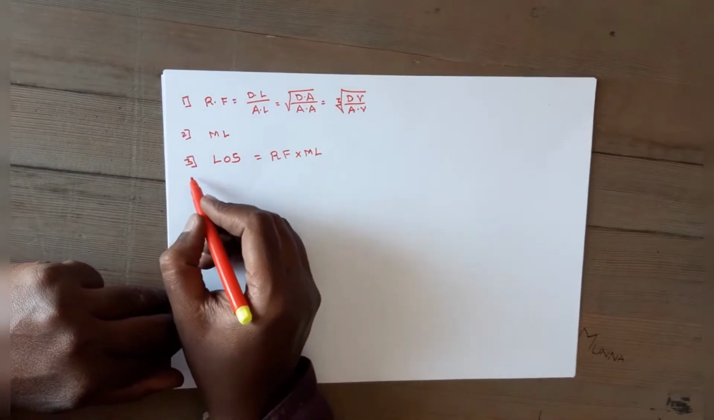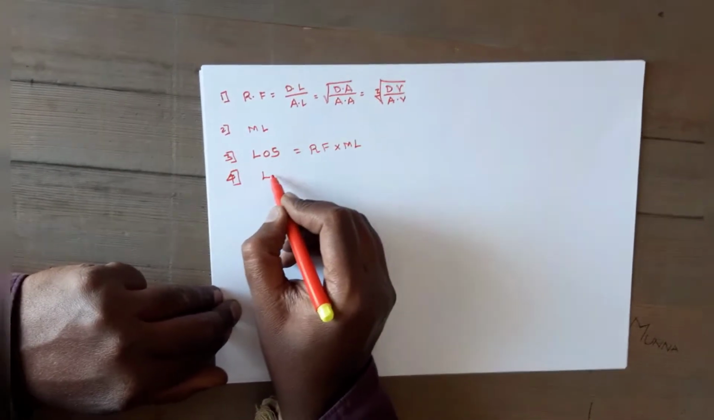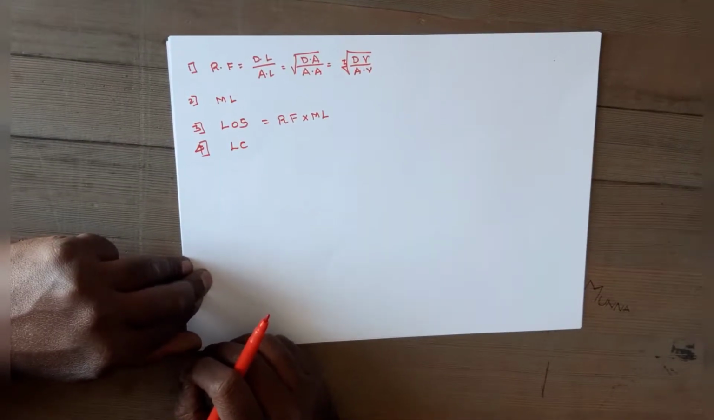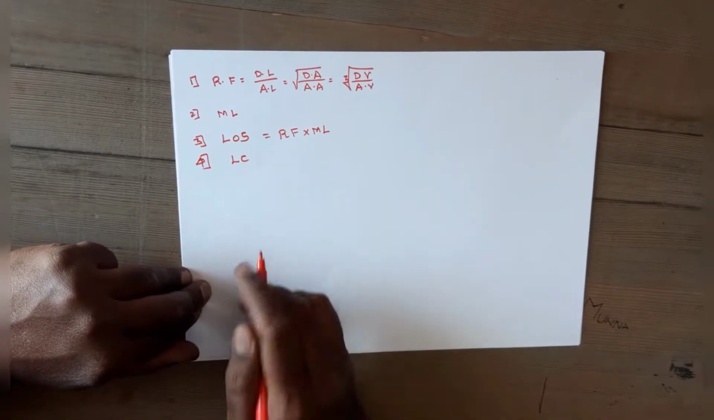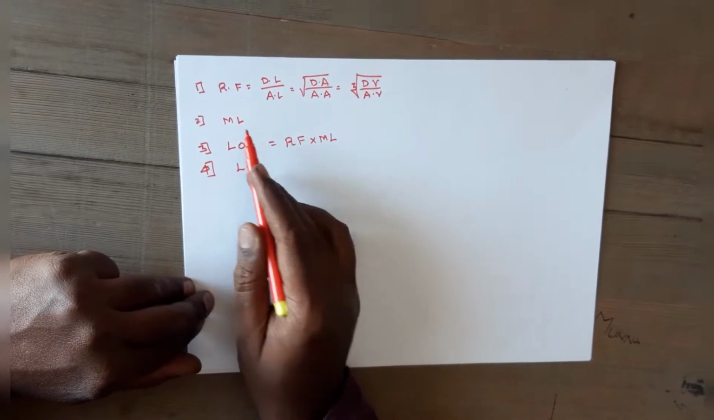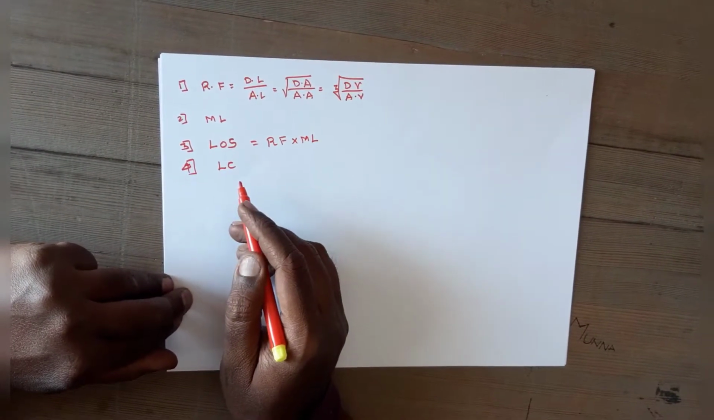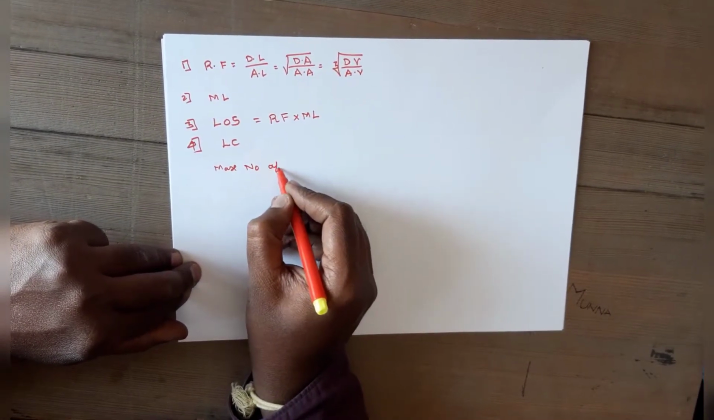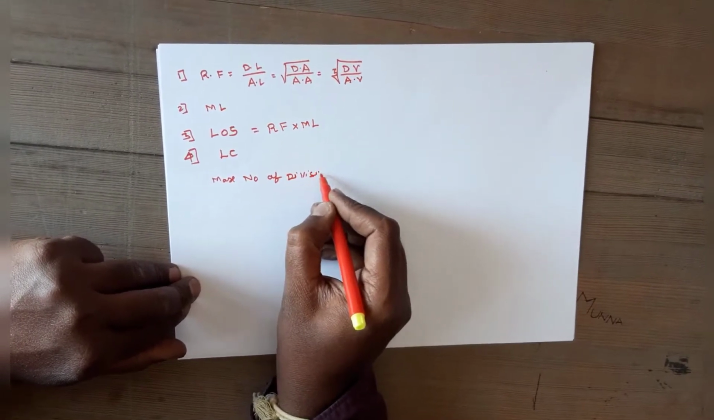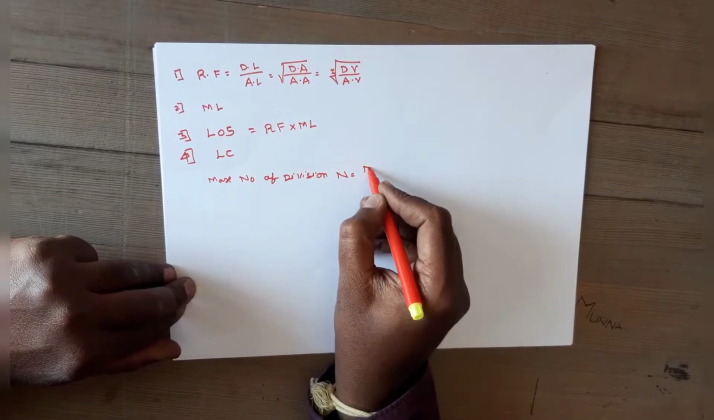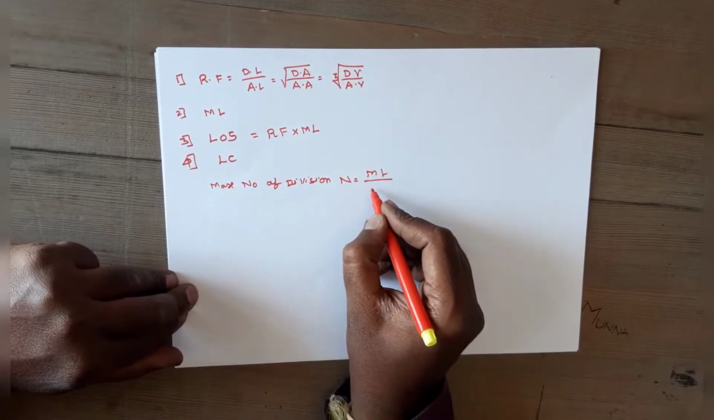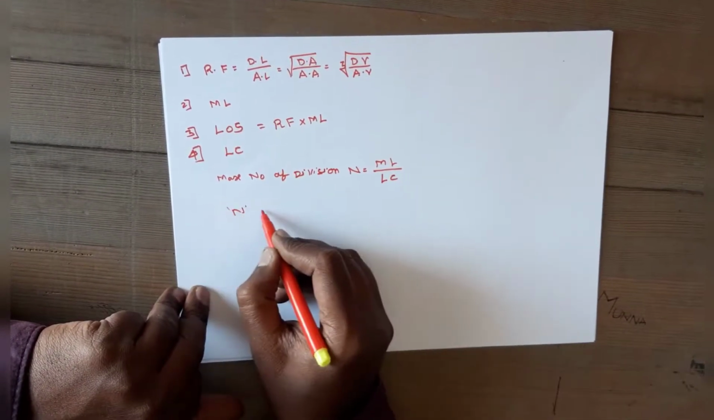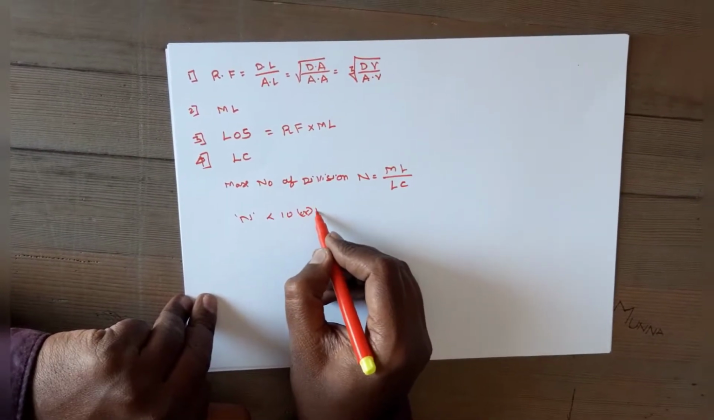After this we have to know the least count. Least count means the minimum distance required to be measured with this scale. Depending upon the relation between maximum length and least count, we can know how many divisions we require, the maximum number of divisions. Capital N is equal to maximum length divided by least count.